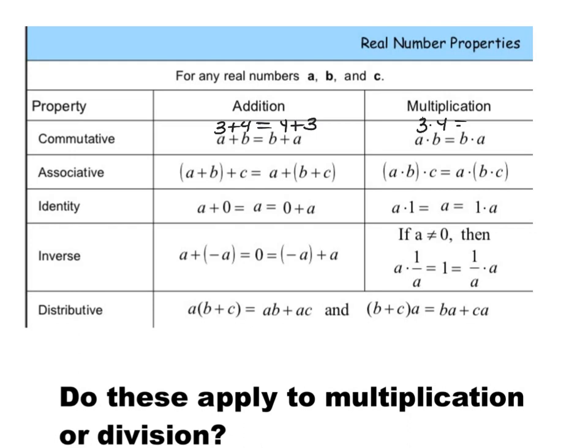3 times 4 and 4 times 3 are the same thing, and that will both get me 12. Is the same thing true for division, do you think? No, why not?